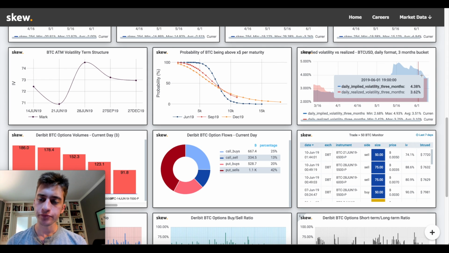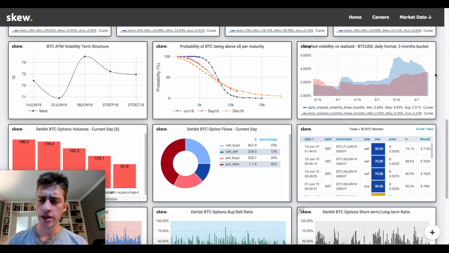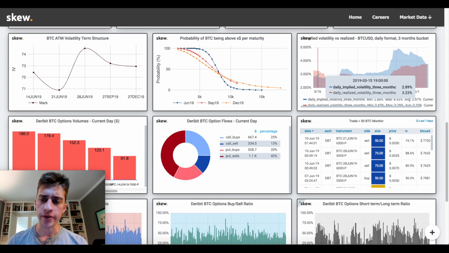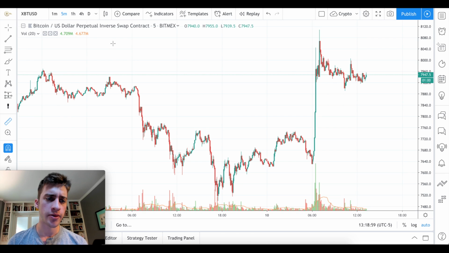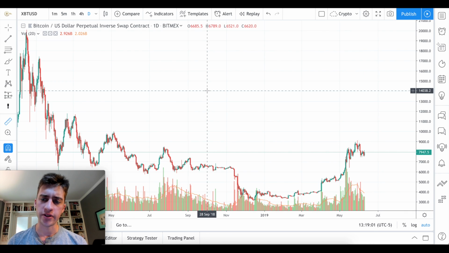Here you can see that implied volatility and daily realized volatility are not that far apart, so you can't really do as much with that now. But here there's a moment where realized volatility was higher. But in moments like this, where it's this extreme, like May 17th, May 18th, would that have been a good time to bet on low volatility?